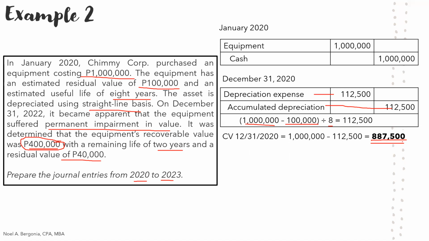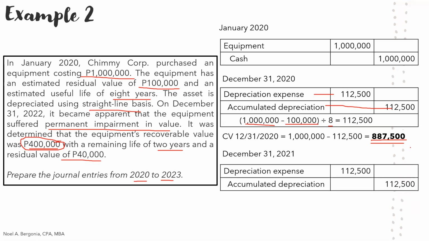All right. So let's proceed with the next year, December 31, 2021. So again, we depreciate the asset. So we debit depreciation expense and we credit accumulated depreciation 112,500. Okay, so it's similar to 2020 since there is no impairment yet in that case. However, the carrying value had now decreased to 775,000. So it goes down and down because of the depreciation.